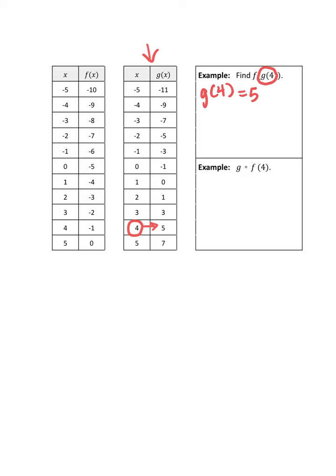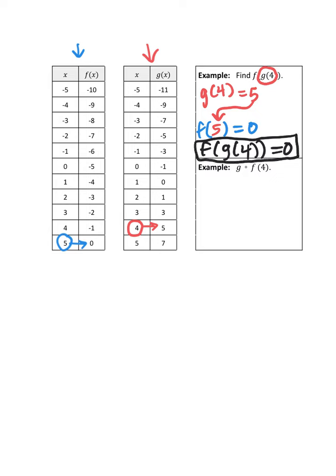Now, I'm going to use that 5 as an input in the function we haven't used yet, which is f. So now I'm going to go to the f table. I'm going to look for 5 as an input value, and I'm going to follow it across. It equals 0. So that means f of g of 4 is equal to 0. Notice how I'm writing my final answer in function notation, because we are doing function work.